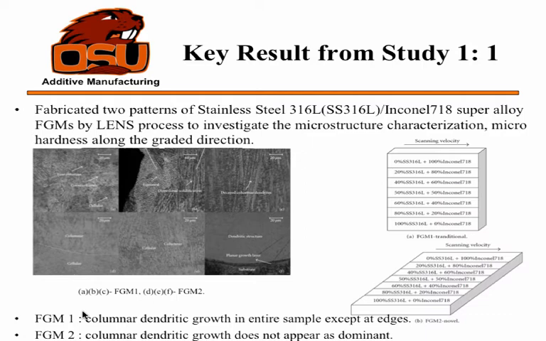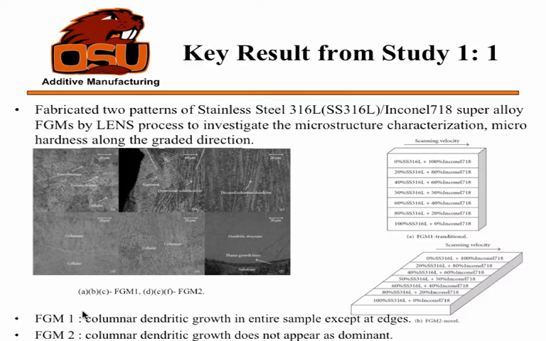FGM is the one using this composition. A, B, C come under functionally graded materials, FGM. You can observe columnar dendritic growth in the microstructures, except at the edges. Here you can observe the columnar dendritic growth was transformed into cellular dendritic growth or equiaxed dendritic growth, which have a lot of effect on the micro hardness of the parts.